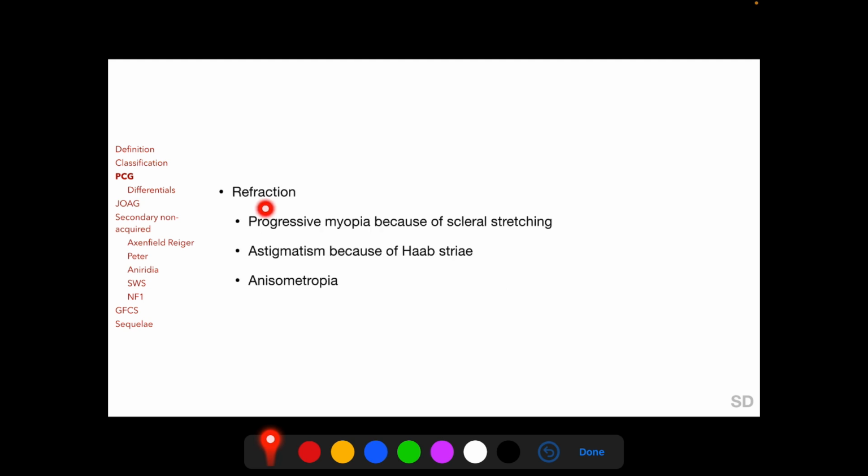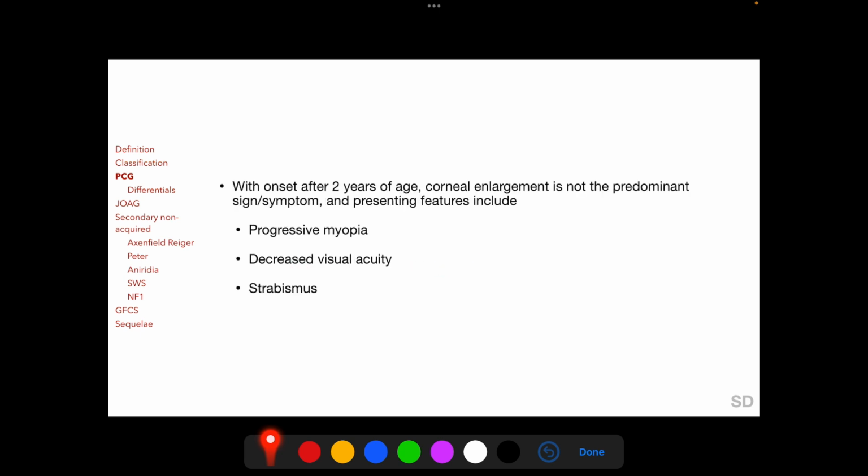Refractive errors found in PCG include progressive myopia because of scleral stretching, astigmatism often irregular because of Haab's striae, and anisometropia. And with onset of IOP elevation after 2 years of age in PCG, corneal enlargement is not the predominant sign or symptom, and presenting features include progressive myopia, decreased visual acuity, and strabismus.